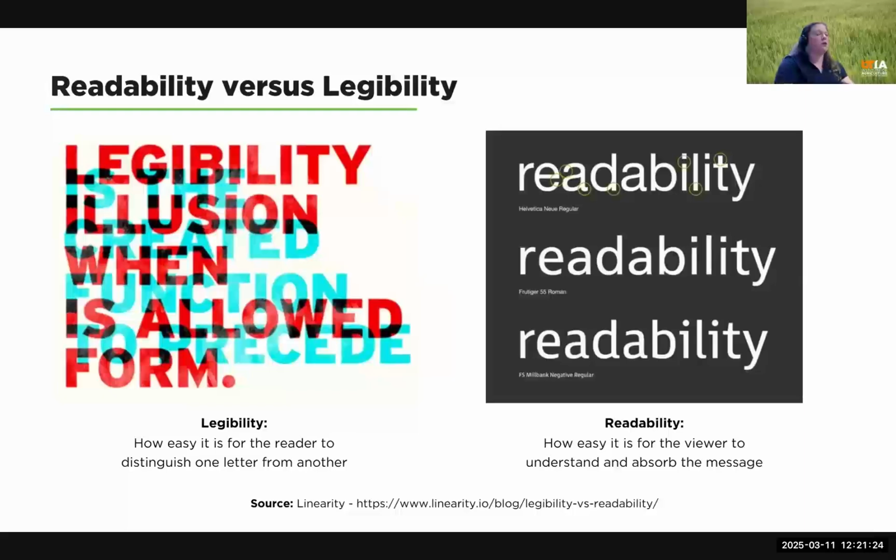Real quickly, I'll also touch on readability versus legibility. I've talked about these quite a bit already, but I've not given them official definitions. So just to touch on those differences, legibility refers to how easy it is for your brain to distinguish one letter from another. And readability is how easy it is for our brains to understand and absorb the message. So just because something is legible doesn't mean it's readable, and maybe vice versa.